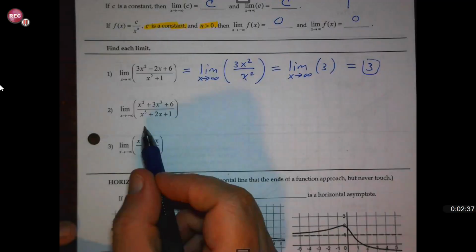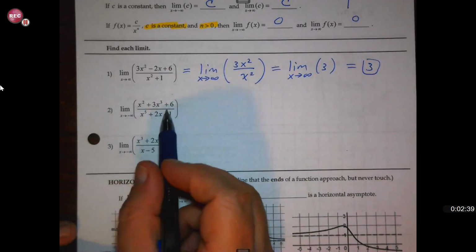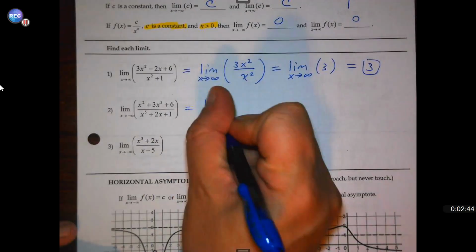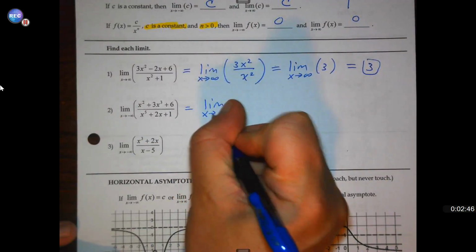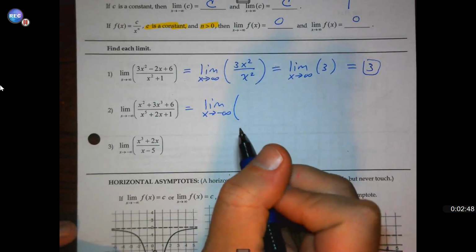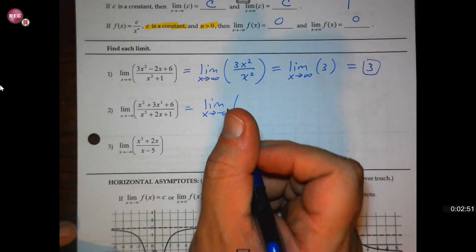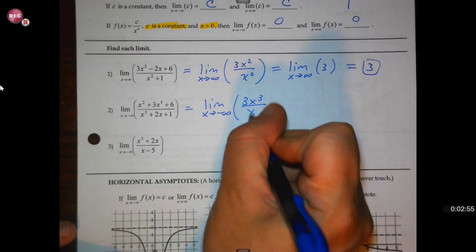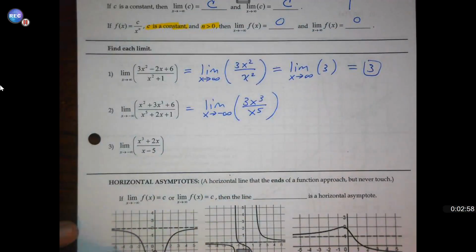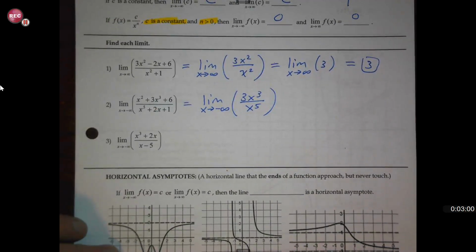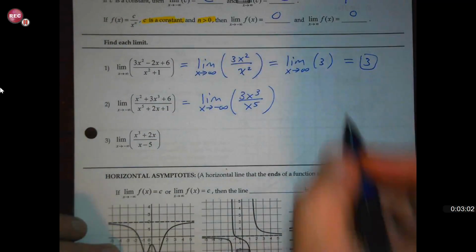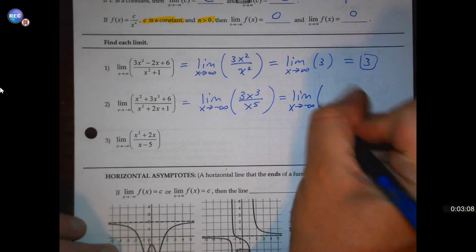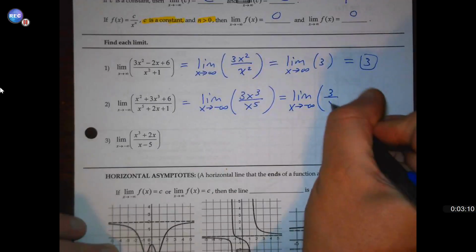Okay, moving on to number 2. So again, we have the limit of a rational function. So we can just take the terms with the highest exponent from both the numerator and the denominator. So that would be 3x cubed in the top and x to the 5th in the bottom. So now we could try to simplify that fraction and see what we get. That would leave us with the limit as x goes to negative infinity of 3 over x squared.